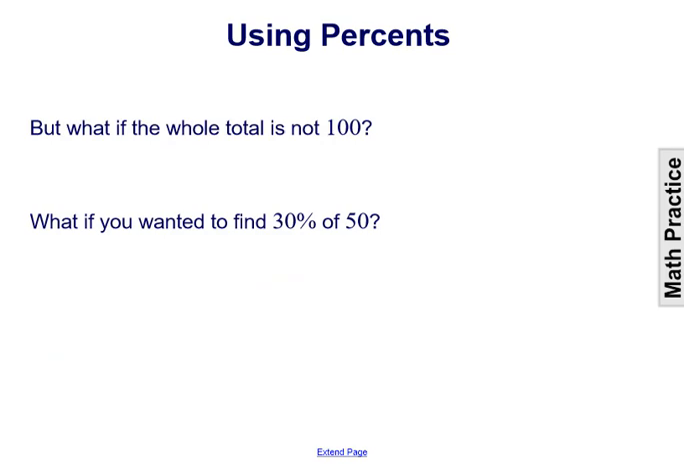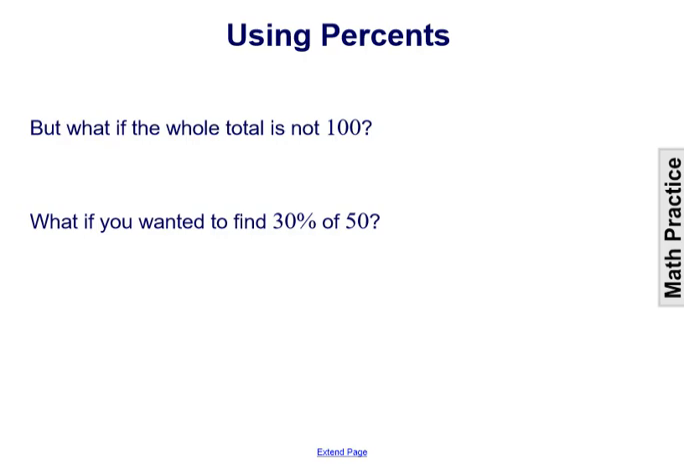But what if the whole total is not out of 100? The total can be out of anything. It's not always going to be out of 100. So it's not going to be as easy as just looking at what the number in the percent is. We're going to have to do more work.